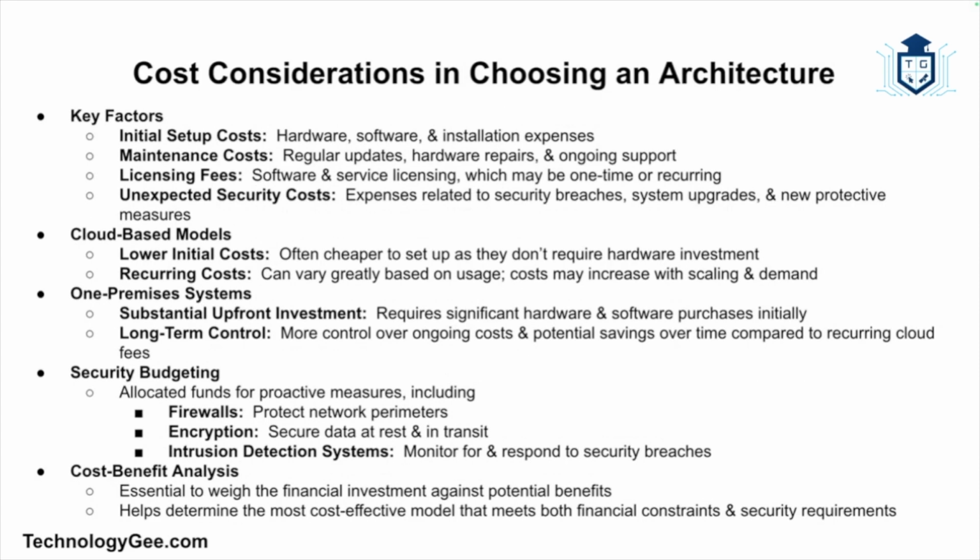All right, next we have cost. One of the key factors in choosing an architecture is cost, and this includes initial setup costs, maintenance, licensing fees, and unexpected security costs. Cloud-based models generally have lower initial costs, but could have higher recurring costs depending on usage. In contrast, on-premises systems require substantial upfront investment in hardware and software, but offer more control over long-term costs. From a security perspective, it's crucial to budget for protective measures such as firewalls, encryption, and intrusion detection. A cost-benefit analysis helps determine which model best meets your financial and security needs.